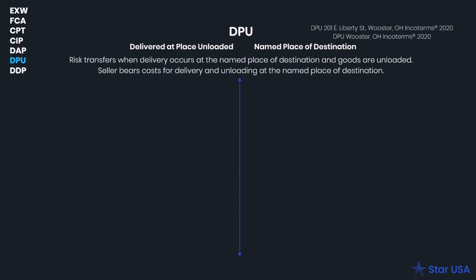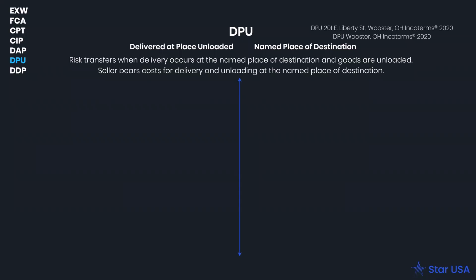The next D term is delivered at place unloaded. The risk transfers here when the delivery occurs at the named place of destination and the goods are unloaded. This is what's different from the DAP term. DAP does not consider the unloading of the goods as part of the scope, whereas DPU does. This is more of an edge case sort of situation when you have special cargo that requires care and handling from the seller for that unloading step.